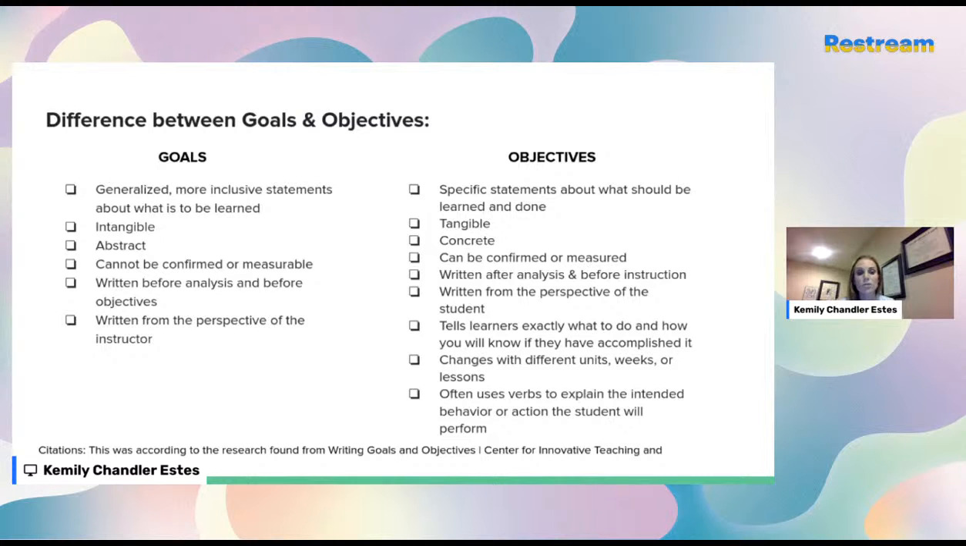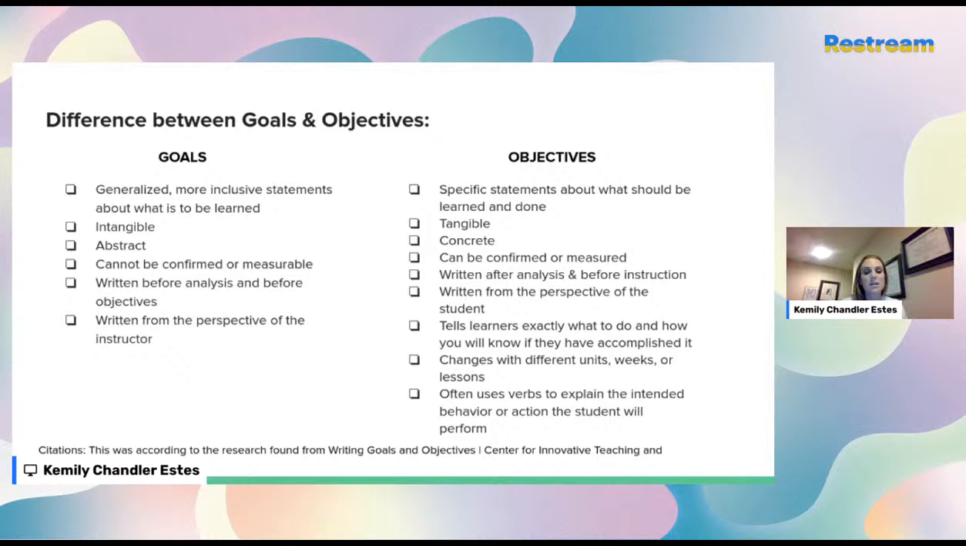Your objectives tell your learners exactly what they are going to do and how they are going to do it. That way, you'll be able to know, and they'll be able to know, if they've accomplished the objective that you set before them. Objectives can and should change with different weeks, different units, different lessons.